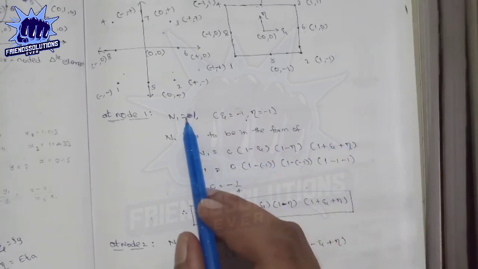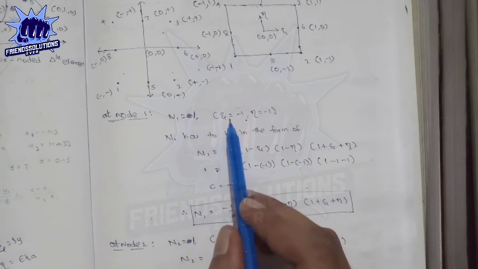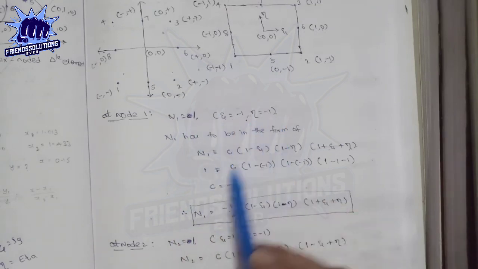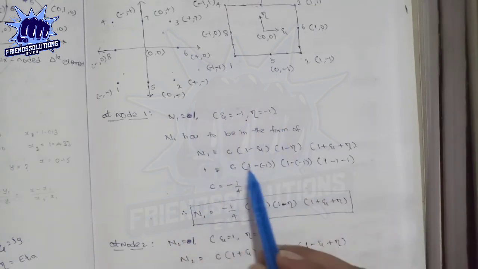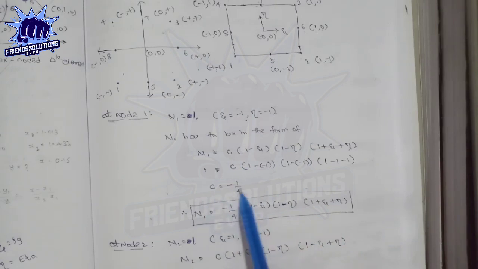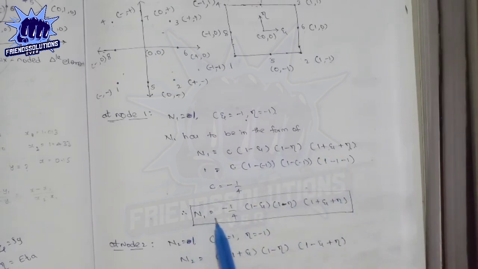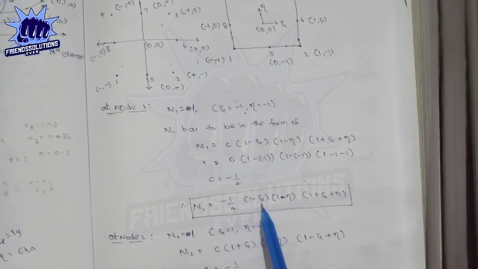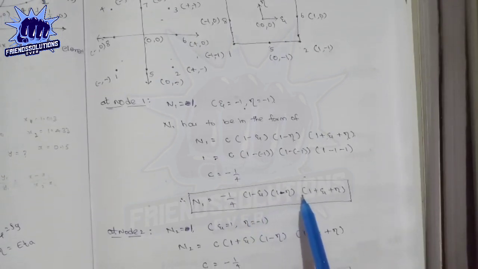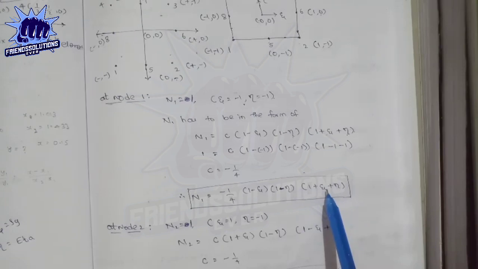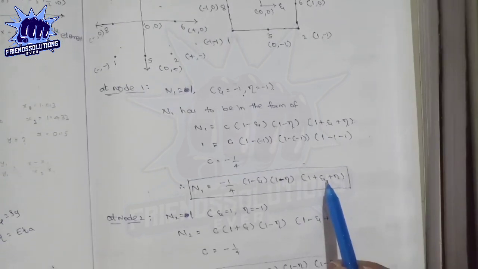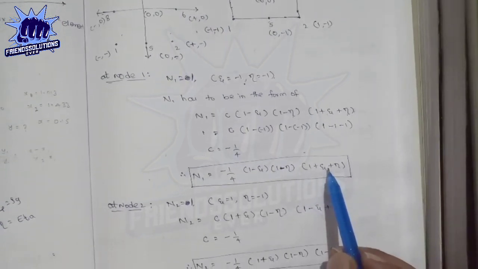Now substitute these values, N1 equals 1, xi equals minus 1, eta equals minus 1 in this equation. Then we get the value of c. So c equals minus 1 by 4. Substitute this c value in the above equation. Then we get the shape function N1 equals minus 1 by 4 into (1 minus xi) into (1 minus eta) into (1 plus xi plus eta). This is the shape function for node 1.